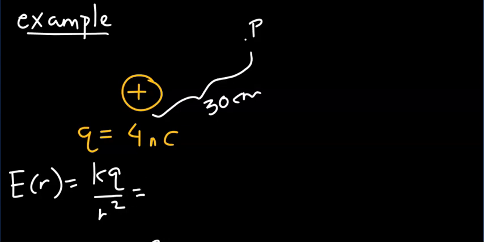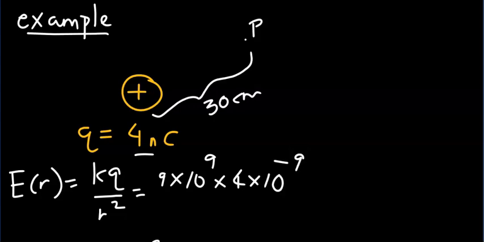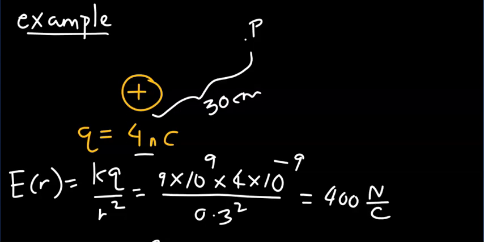So in this case, K is of course a constant, so 9 times 10 to the power 9. Q is 4 nanocoulomb, so 4 times 10 to the power minus 9. You have to change that into coulomb. The distance is 30 cm, so if you change that into meter, that's going to be 0.3 meter, and do not forget to square it. And that's going to give you 400 newtons per coulomb.